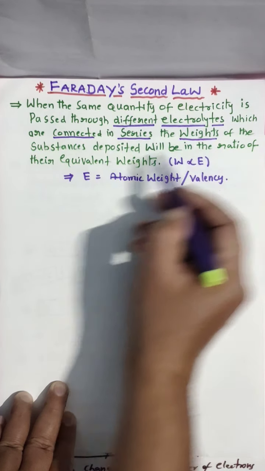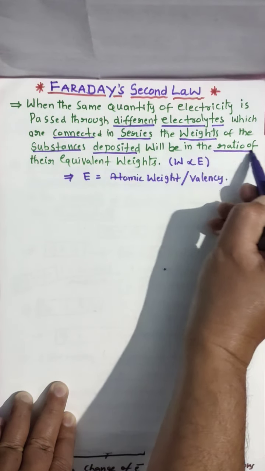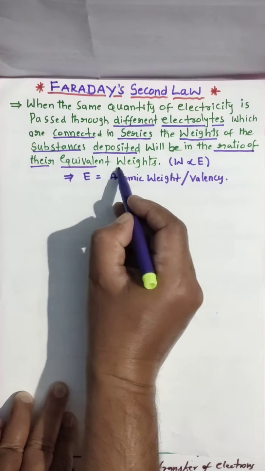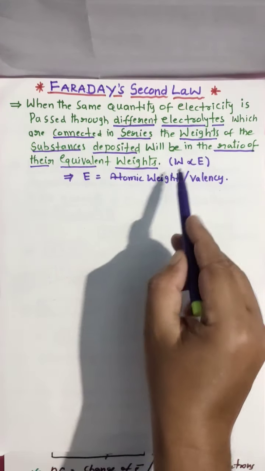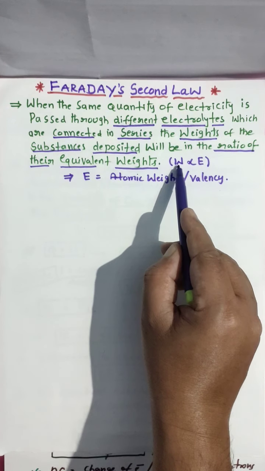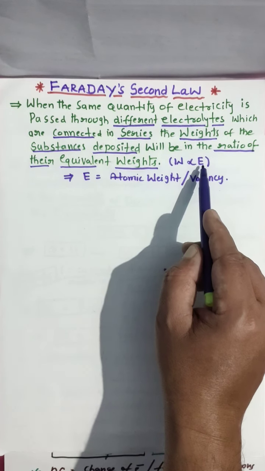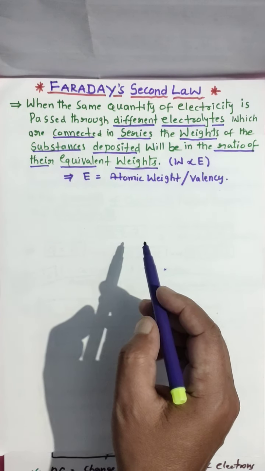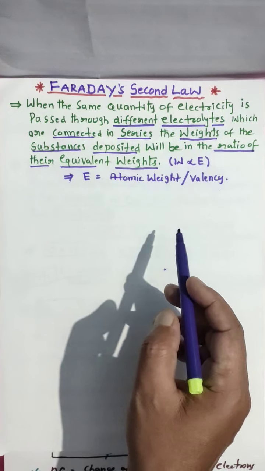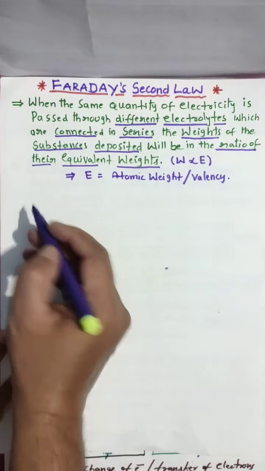Now, the weights of the substances deposited at the cathode will be in the ratio of their equivalent weights. Means if the same current is passed through different electrolytes for the same time, the weight of the substance deposited at the cathode of different electrolytes is directly proportional to their equivalent masses. In Faraday's first law, the weight of the substance is directly proportional to charge, that is, W is directly proportional to Q. Here W is directly proportional to E, the equivalent mass.